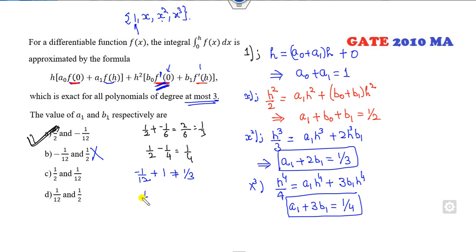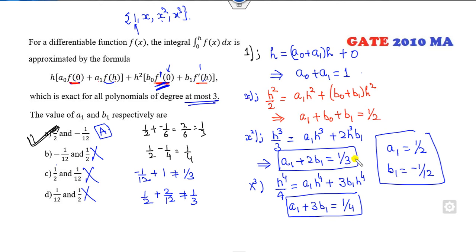A is 1 by 2, a1 is 1 by 2, and this is 2 over 12. Clearly this is not equal to 1 over 3. Similarly, this option is also cancelled. The right option is only A. So if somebody asks you to find the value of a0, you can substitute the value of a1 from this. a1 will be 1 by 2, b1 will be minus 1 over 12. Otherwise, you can simply solve these two equations. You will get this answer.